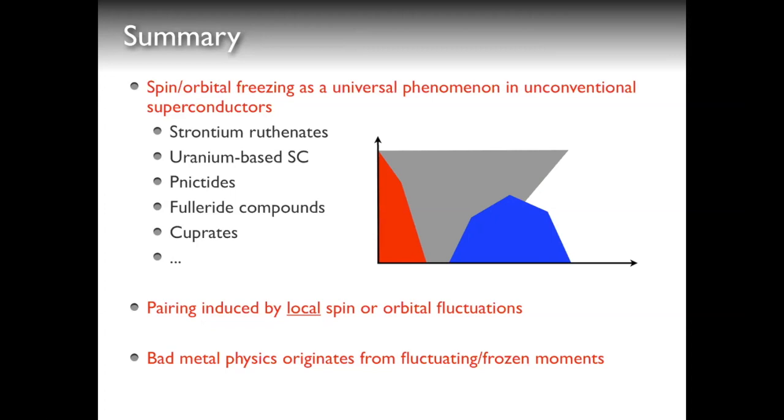Within this scenario, the pairing is induced by local spin or orbital fluctuations, and the bad metal physics above the superconducting dome naturally comes from the same local spin fluctuations which induce this square root self-energy and therefore very strong non-Fermi liquid properties. And with this, I stop and I thank you for your attention.